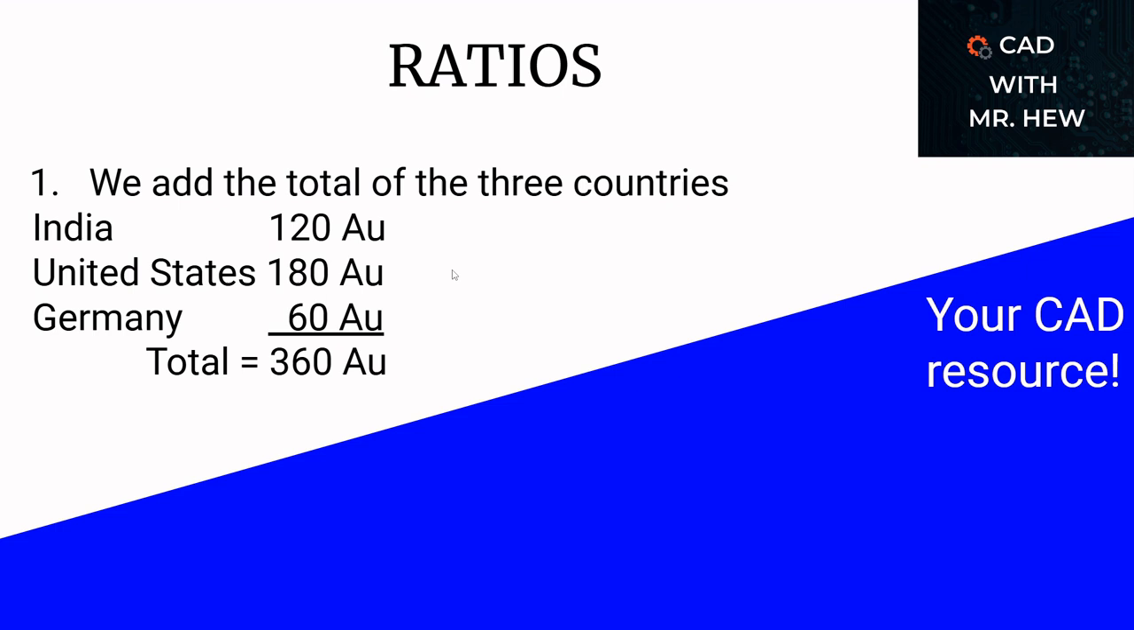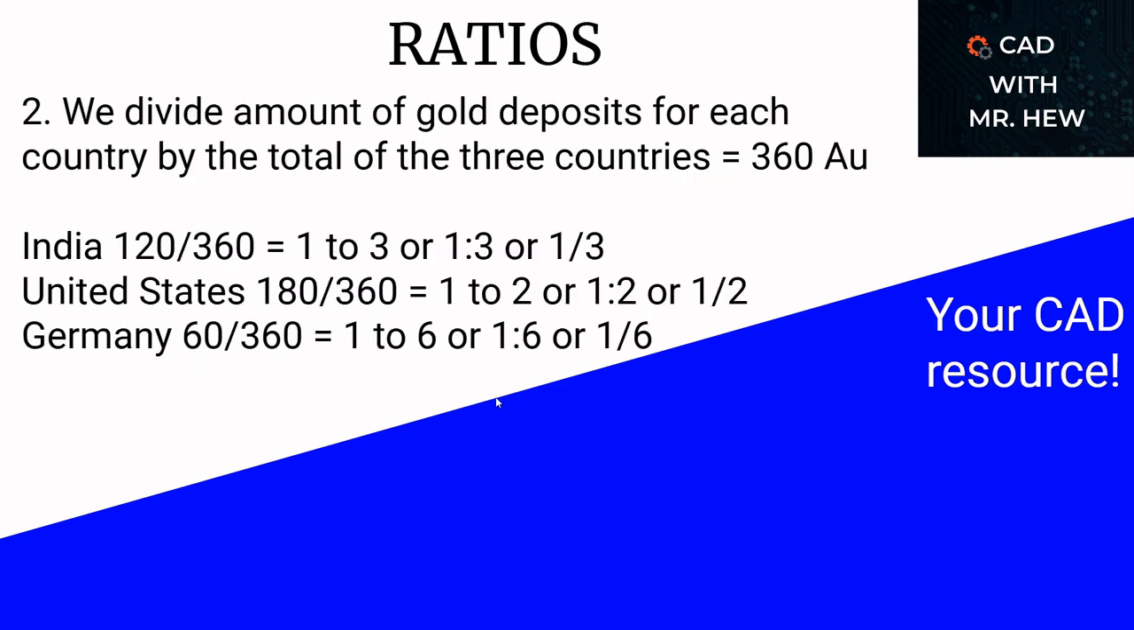All right, so the first thing you're going to do is total the gold amount for the 3 countries. So when we add India having 120, the United States having 180, and Germany having 60 AU, we get a total of 360 AU. Were you able to get that answer? All right.